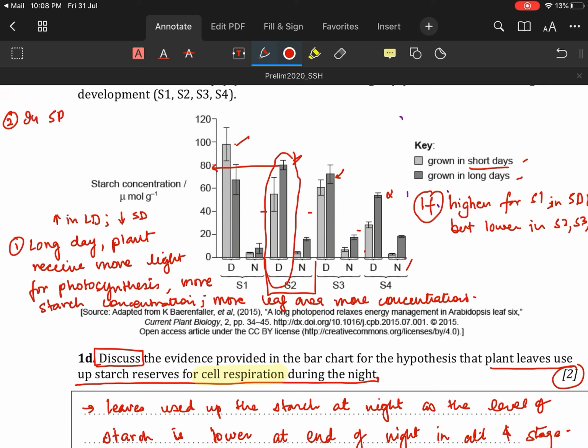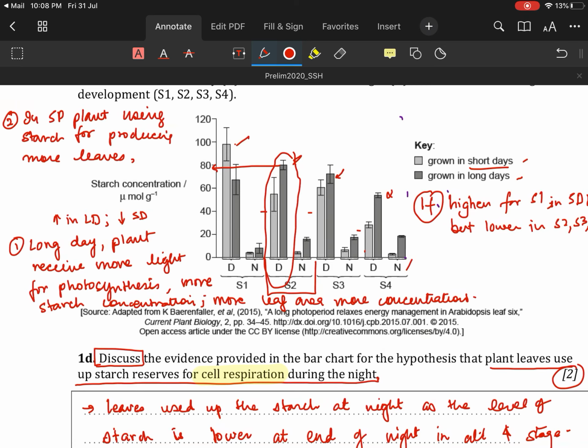In short day plant, using starch for producing more leaves. Okay, so that's the difference.